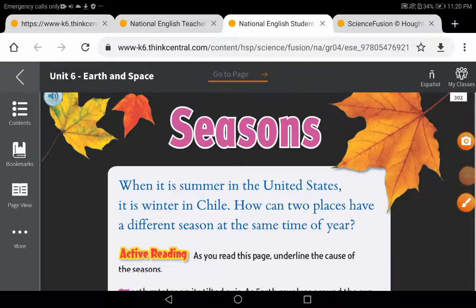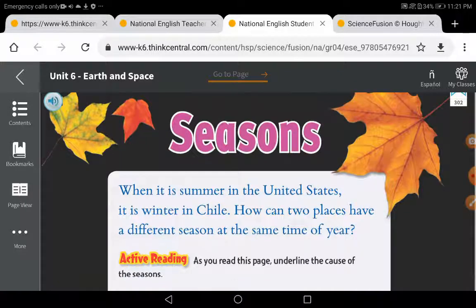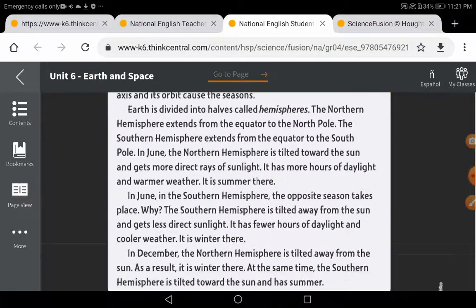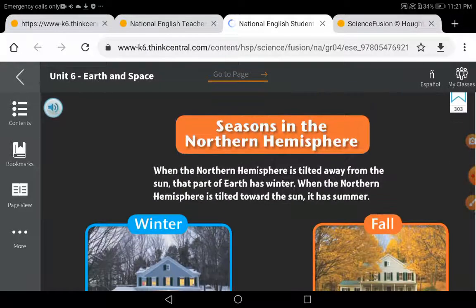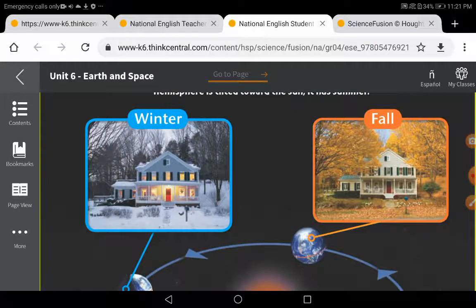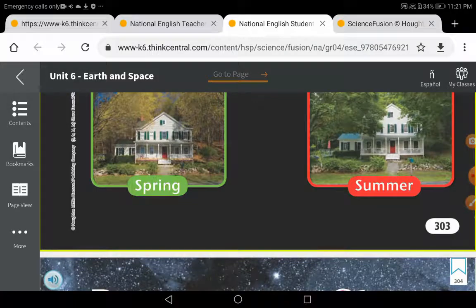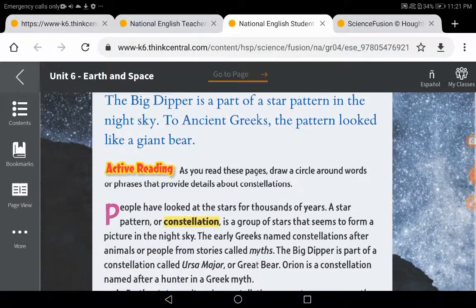Everyone. Today we will continue our lesson about the sun, earth, and the moon. We stopped last time at this page, seasons. So this time we will be talking about seasons. Okay, what causes the four seasons? As you can see, this page 303. And we will talk about patterns in the sky.